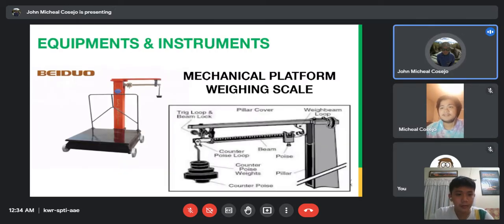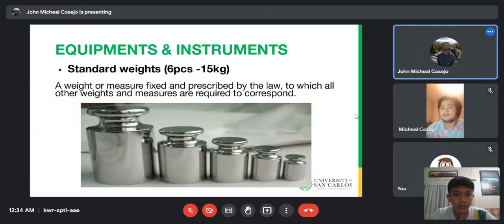Equipment and instruments needed for this laboratory experiment. First, we need a mechanical platform weighing scale. A weighing scale device is used to measure the mass, force, exertion, tension, and resistance of an object without the need of a power supply. Second, we need six pieces of 15 kilograms standard weight, which are predominantly needed for the performance test and routine testing of the balance and scales.